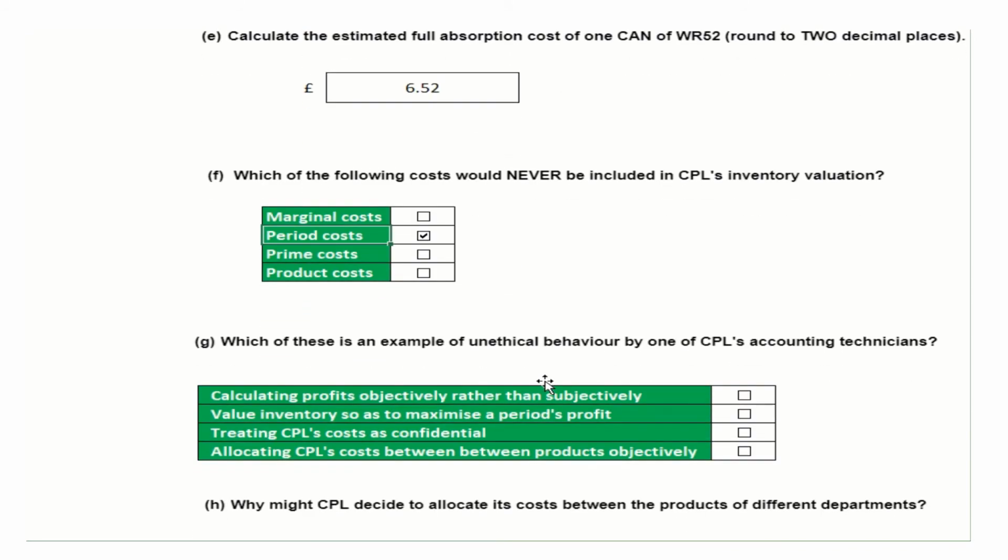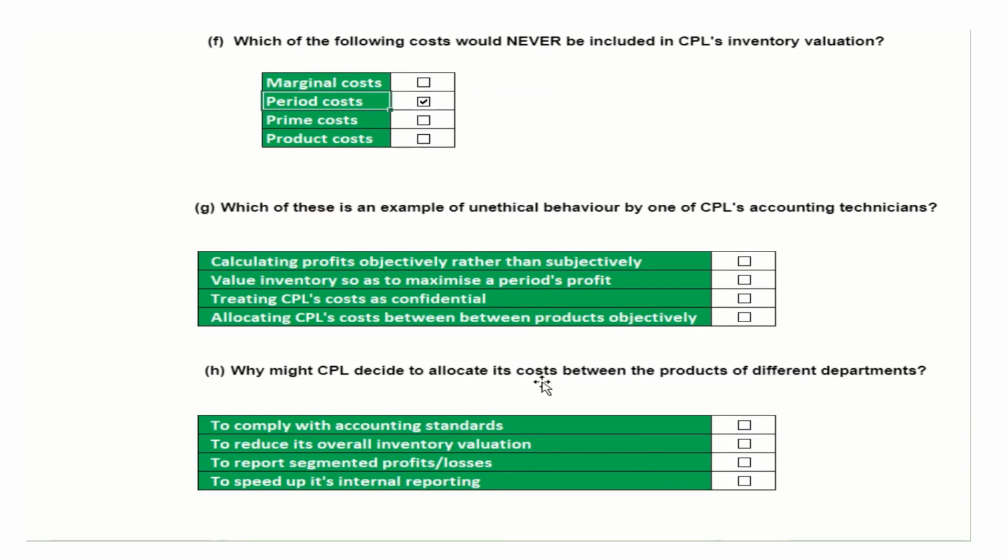Okay, so which of these is an example of unethical behaviour by one of CPL's accounting technicians? So normally with the ethics questions there's one that's really obvious and the other three are silly. So let's have a look. Calculating profits objectively rather than subjectively. So you want to be objective, not subjective, so that's wrong. Value inventory so as to maximise a period's profit. Well, you should never be trying to maximise it. It should be what it is.